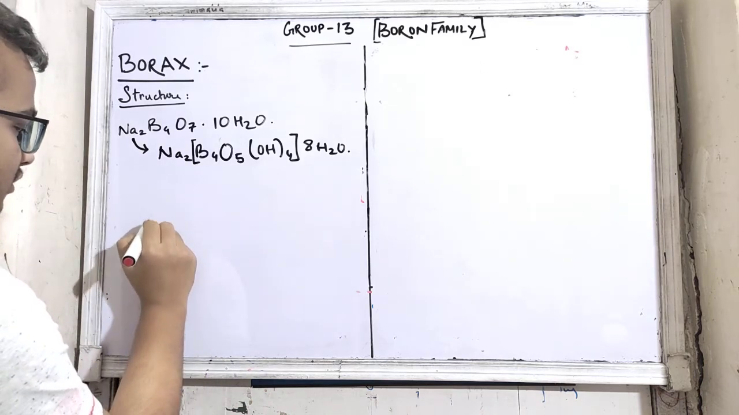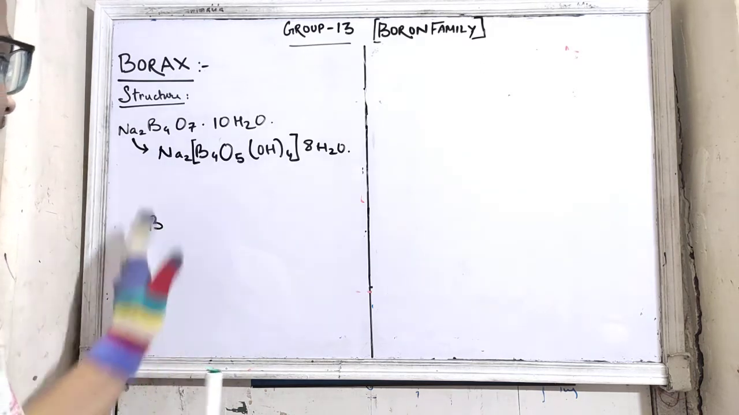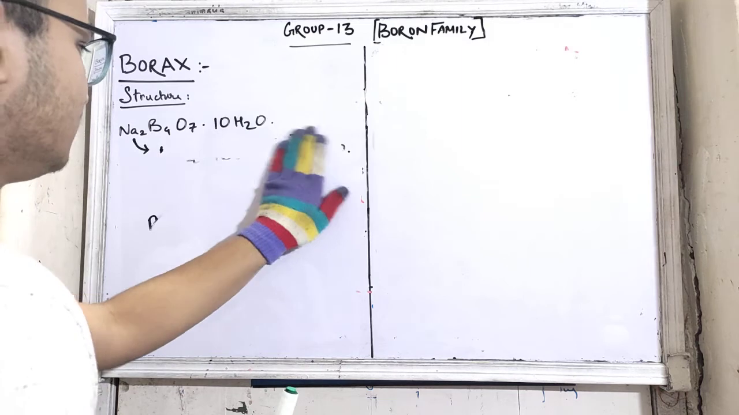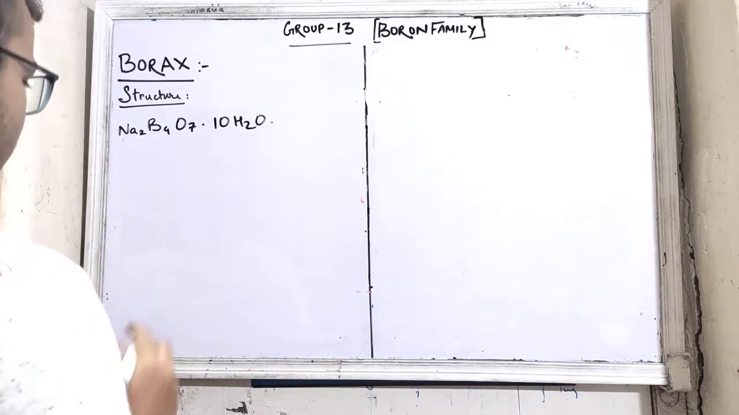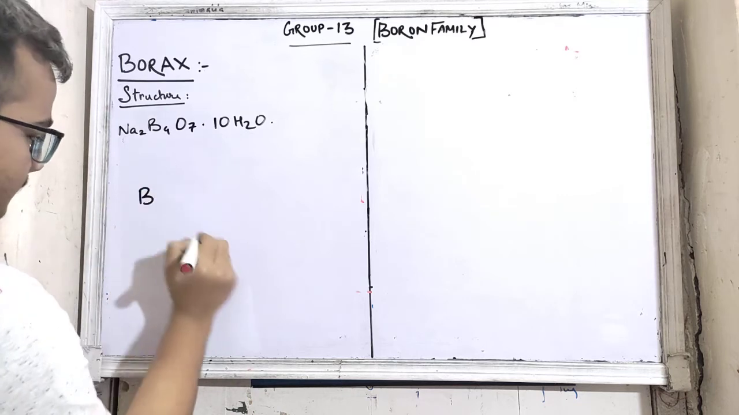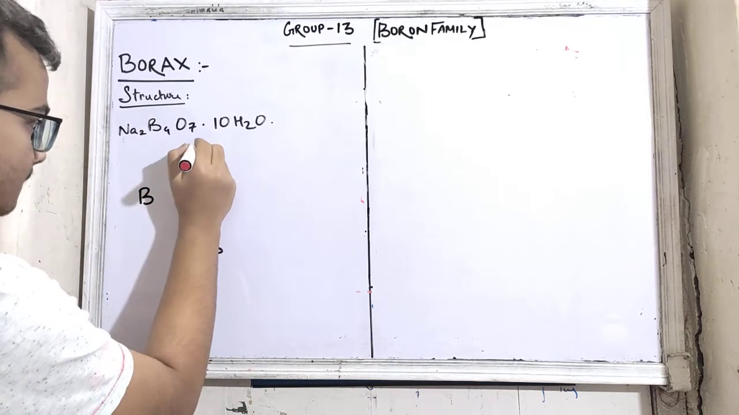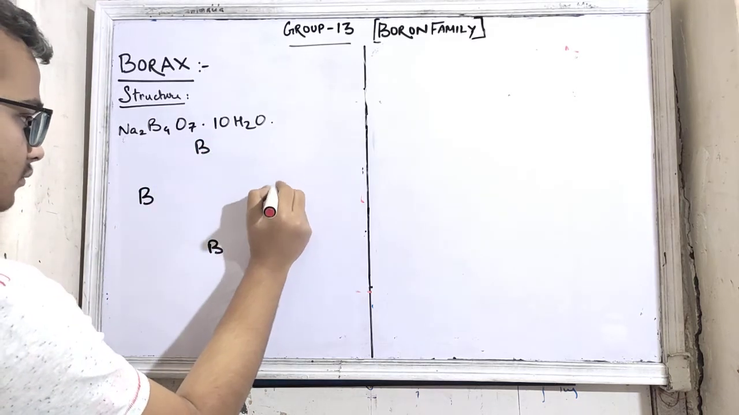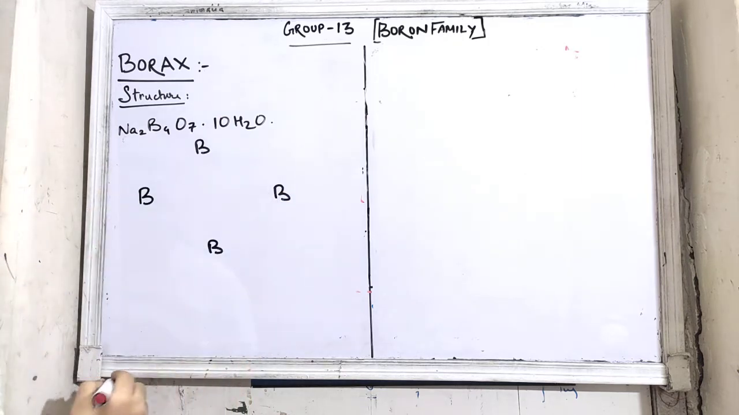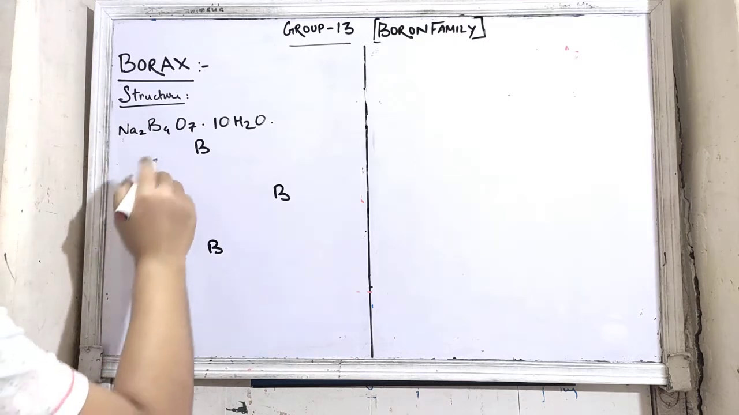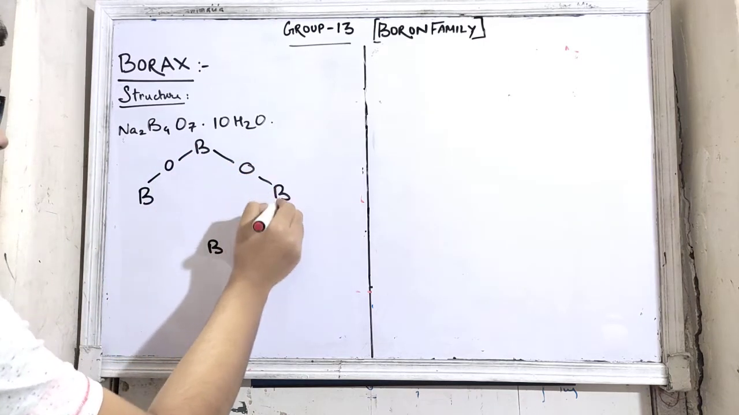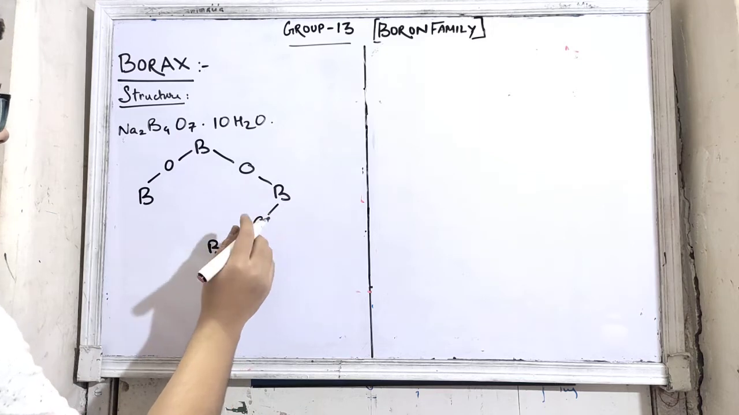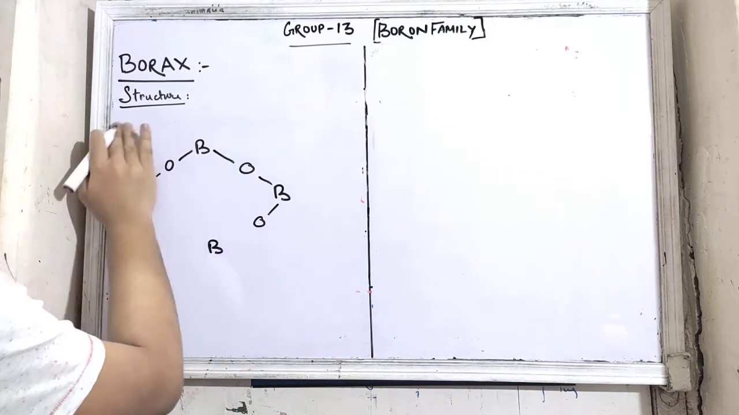First, we will draw the number of borons. Let us erase this, it is complicating the entire thing. We are going to draw the structure of borax. I draw 4 boron. Now, these are the BOB linkages. Let's erase this and write it over here.